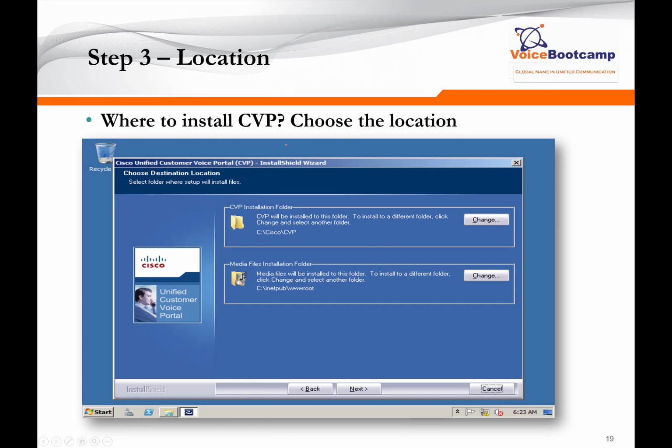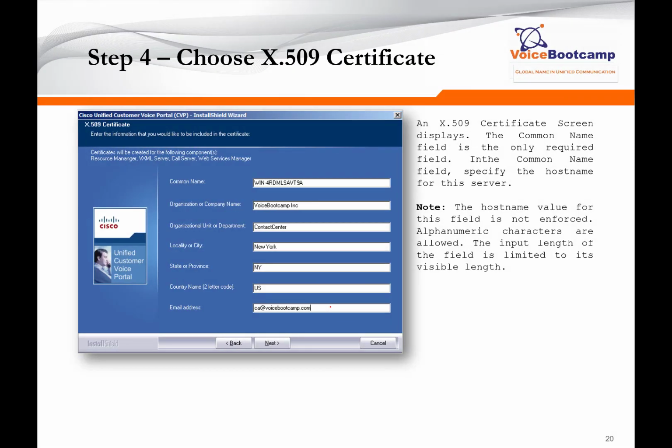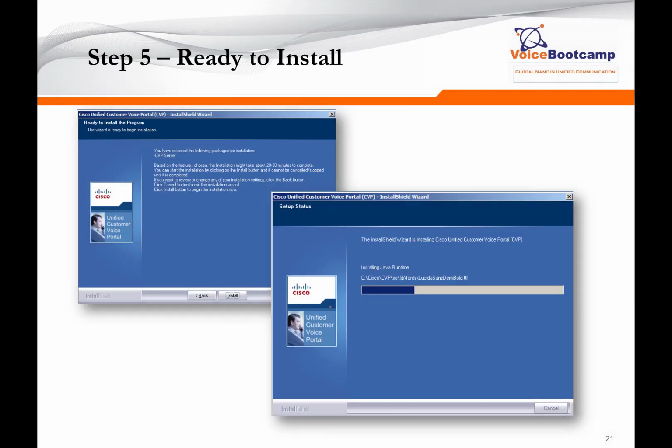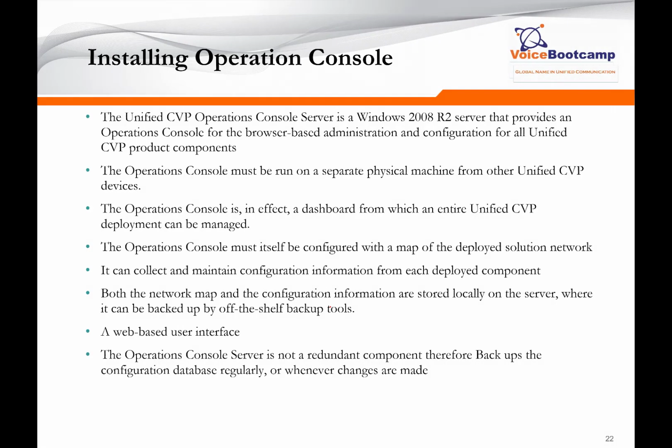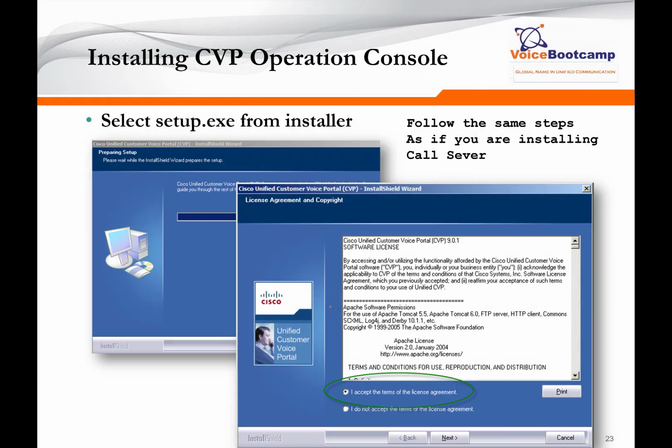Okay. Then select the location where you want to install. This is your media file installation folder. That's where your web server is also pointing to. Your certificate information, this is for a self-signed certificate. And then you're ready to install. As the installation takes place, then you will log into your operation console to manage your system on a day-to-day basis.